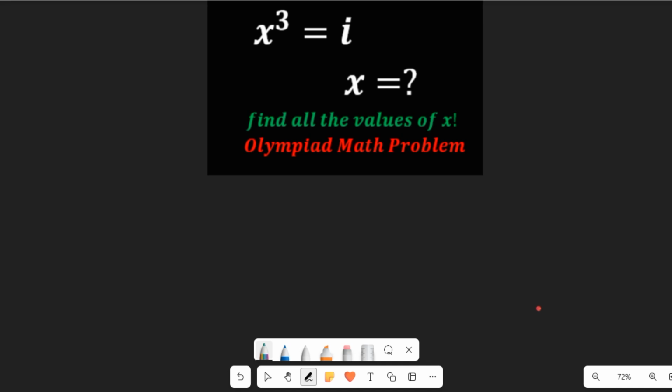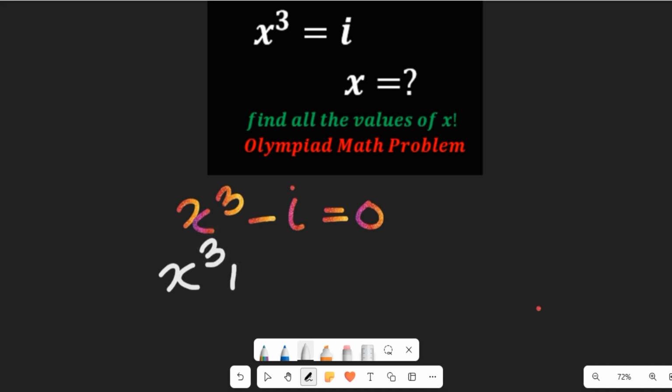To find this, we are first going to consider this expression, x to the power of 3. Taking the i to the left-hand side will make the whole equation equal to 0. Great. So from here, what do we do? I'm going to manipulate this to give me x cubed plus negative i equal to 0. I've not changed anything, because plus times minus will still give me negative i.